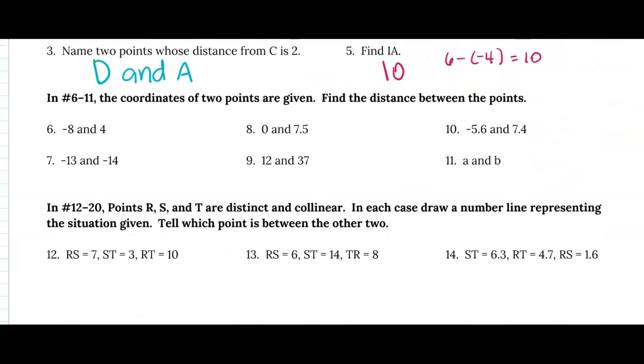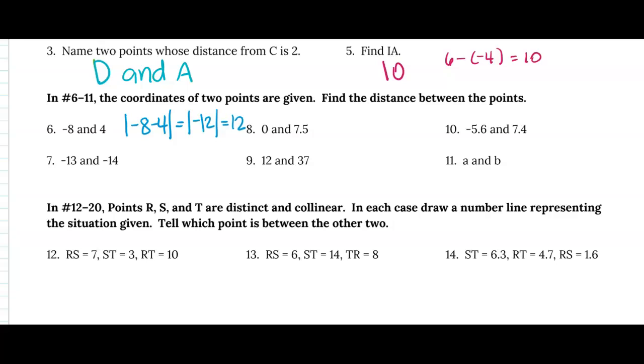6 through 11 should be pretty easy. You're finding the distance of the coordinates. So if you always do big minus little, then you could always remember that. But also remember that you're doing the absolute value. So I could just as easily say the absolute value of -8 minus 4, which is the absolute value of -12, which is 12.